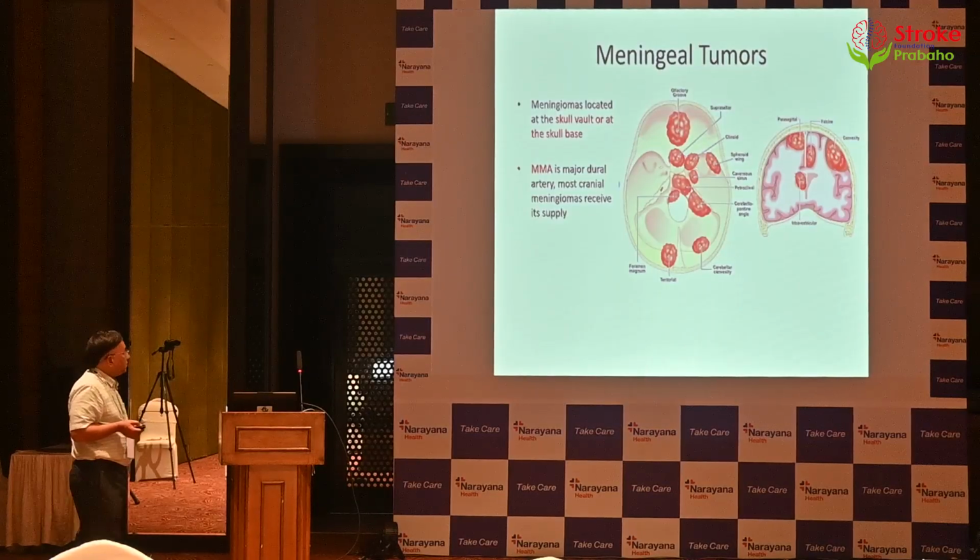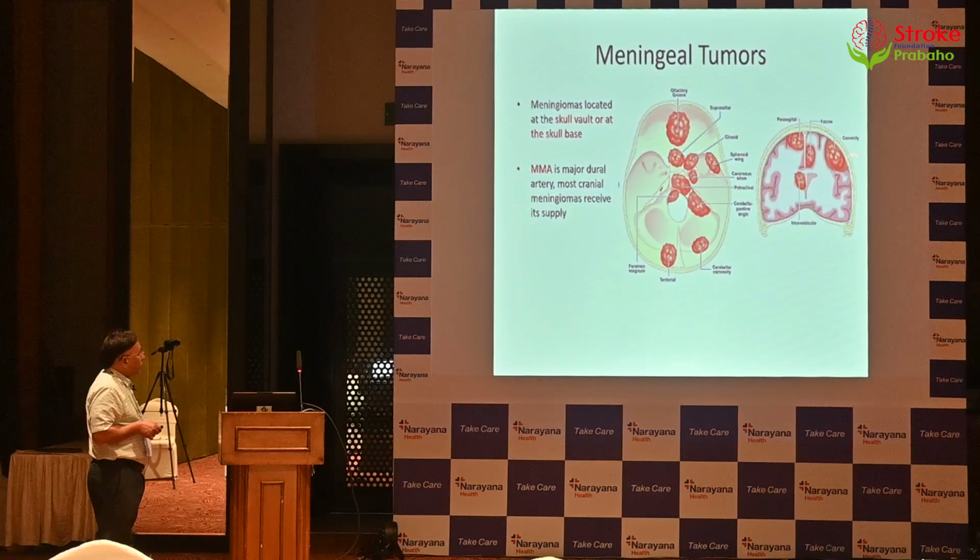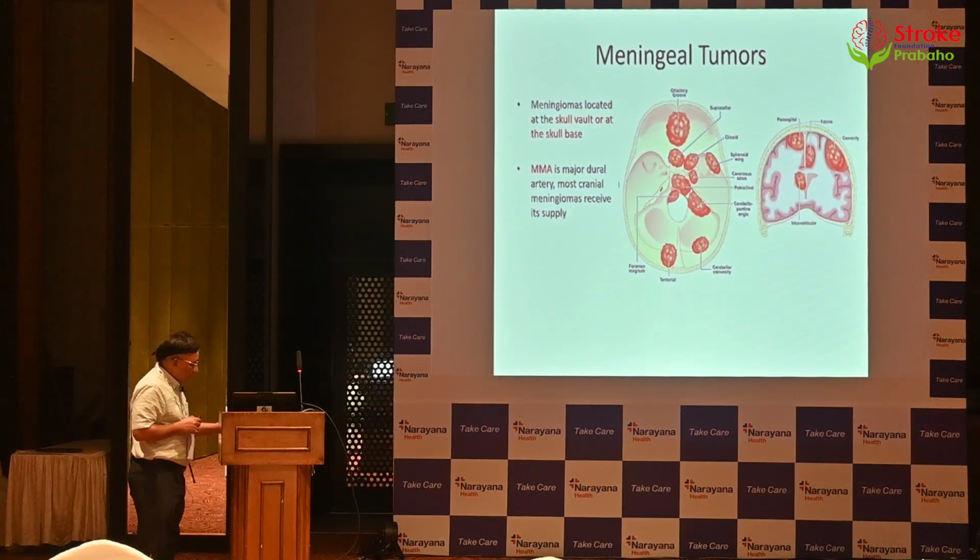Then second is meningeal tumors. Meningiomas are present at the skull vault or base of skull, and the middle meningeal artery is the major dural supply to the meningioma. So these are the various locations: olfactory groove, suprasellar, clinoid, sphenoid wing, cavernous sinus, petroclival, cerebellopontine angle, cerebral convexity, tentorial, foramen magnum, parasagittal, falcine, convexity, intraventricular. So these are the various common sites for the meningioma.